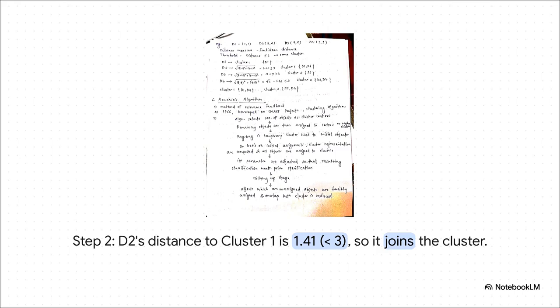Next up, D2 arrives. The algorithm calculates its distance to the center of cluster 1. The distance is 1.41. So is that less than our threshold of 3? Yep, for sure. So D2 is immediately sorted into cluster 1. Done. No need to check any other options. It's already found a home.